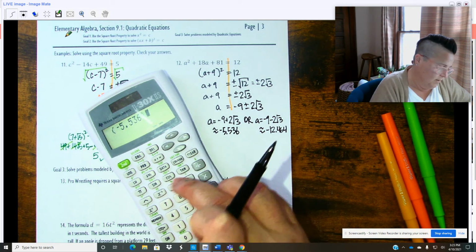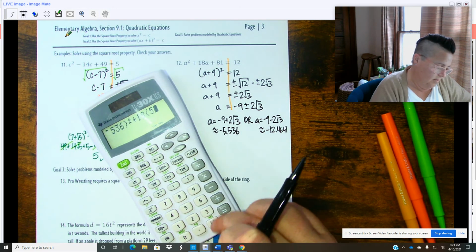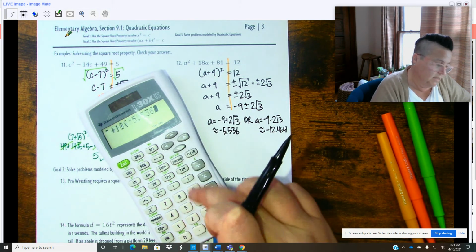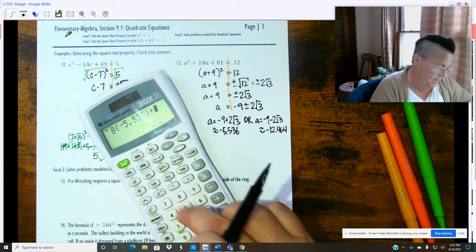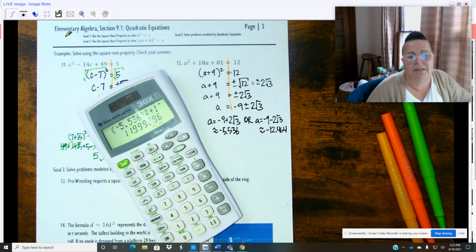(negative 5.536) squared plus 18 times negative 5.536 plus 81. And remember, I want to be close to 12. And look at that, 11.99999. That's basically 12. If I hadn't rounded, I probably would have gotten a 12. But I have to round because they're irrational numbers. They'll go on forever. But it's good to know that I get really close with a rounded number.